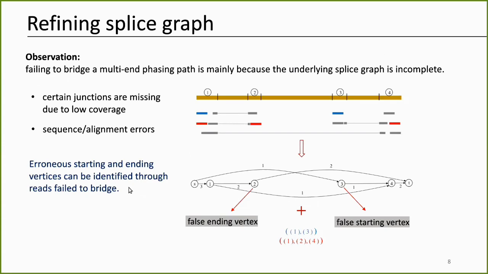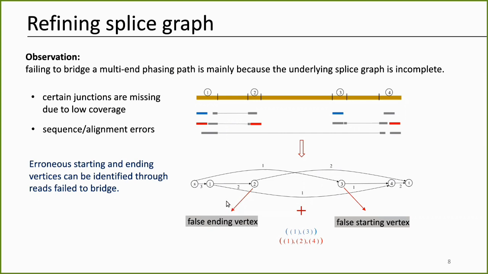The second innovation is refining. It is motivated by our observation that we may fail to bridge a multi-end phasing path, and it is usually caused by an incomplete splice graph. We found that false starting and ending vertices can be identified through reads that fail to bridge. In the example here, vertex 2 is identified as an ending vertex in the splice graph. However, we failed to bridge vertex 2 and vertex 4 in the red multi-end phasing path. So we know that vertex 2 is not a true ending vertex.